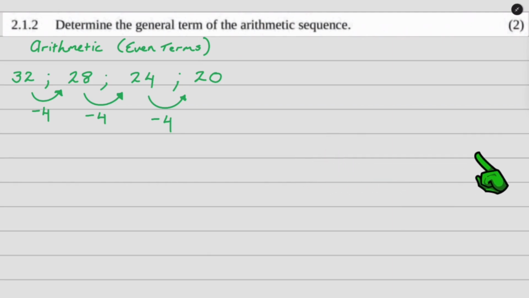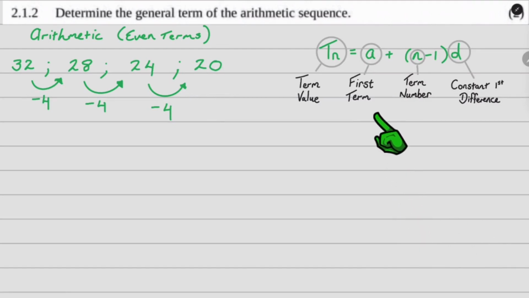So we've seen this formula a lot in this past paper already, so let's grab it quickly. I'm going to sub in my first term and my constant difference of -4. The term number I just leave behind, and then I simplify the whole thing. So let's sub into this formula quickly.